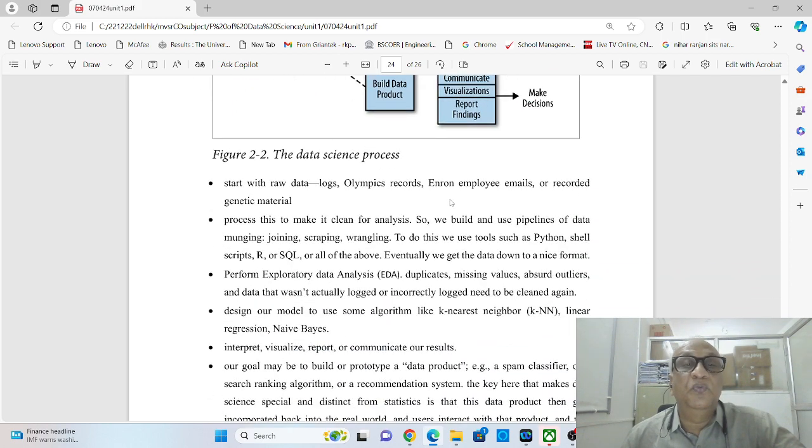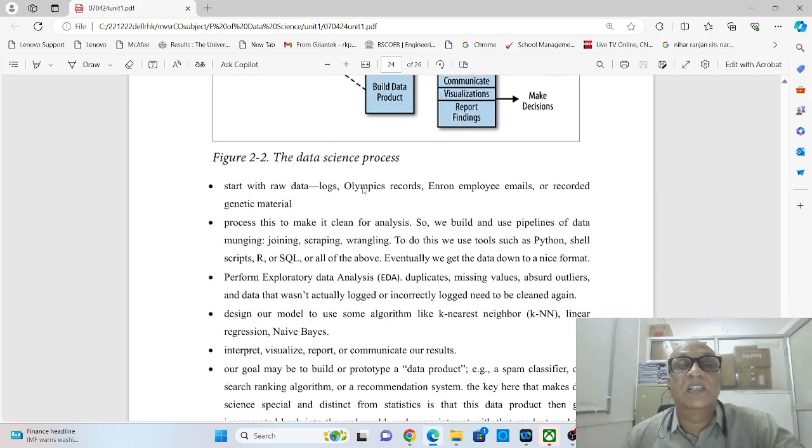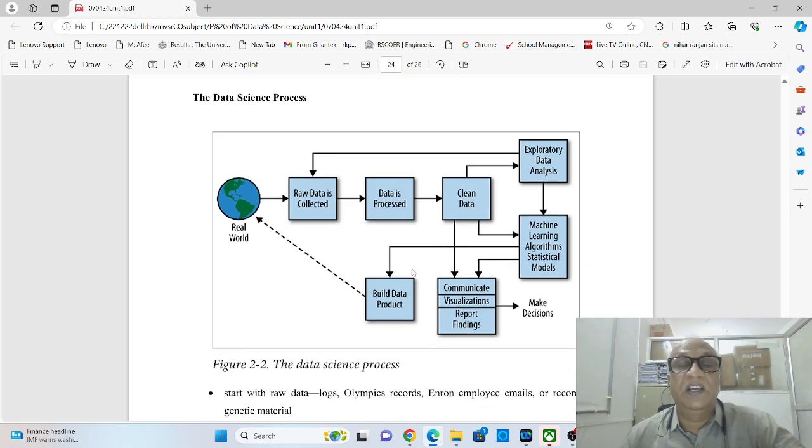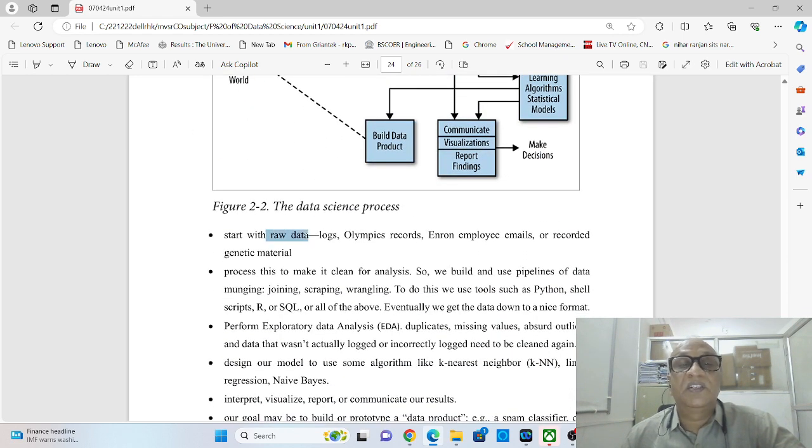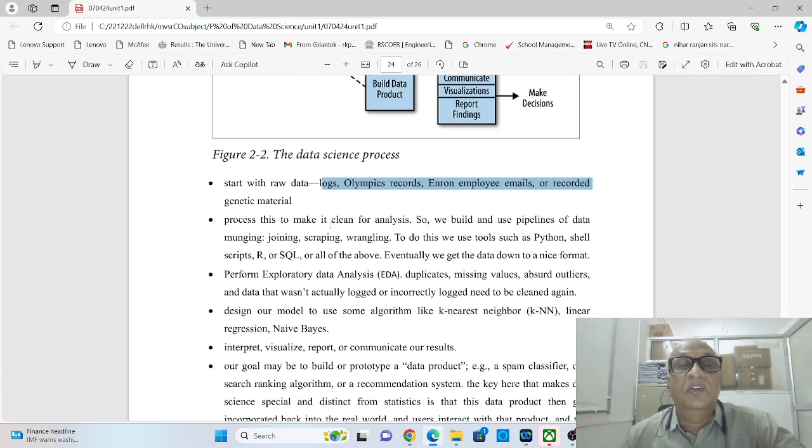Okay. So these few bulleted points will again explain the data science process, which we had seen here diagrammatically. So we are starting with what? We are starting with the data collection. The data collection may be logs, records, mails, genetic material. Then we are going to clean it. So for cleaning, we may perform data munging, which may be a combination of joining, scraping, wrangling. And for this joining, scraping, wrangling, we may use Python, shell scripts, R, SQL. So once we do this, our data is in a good format.